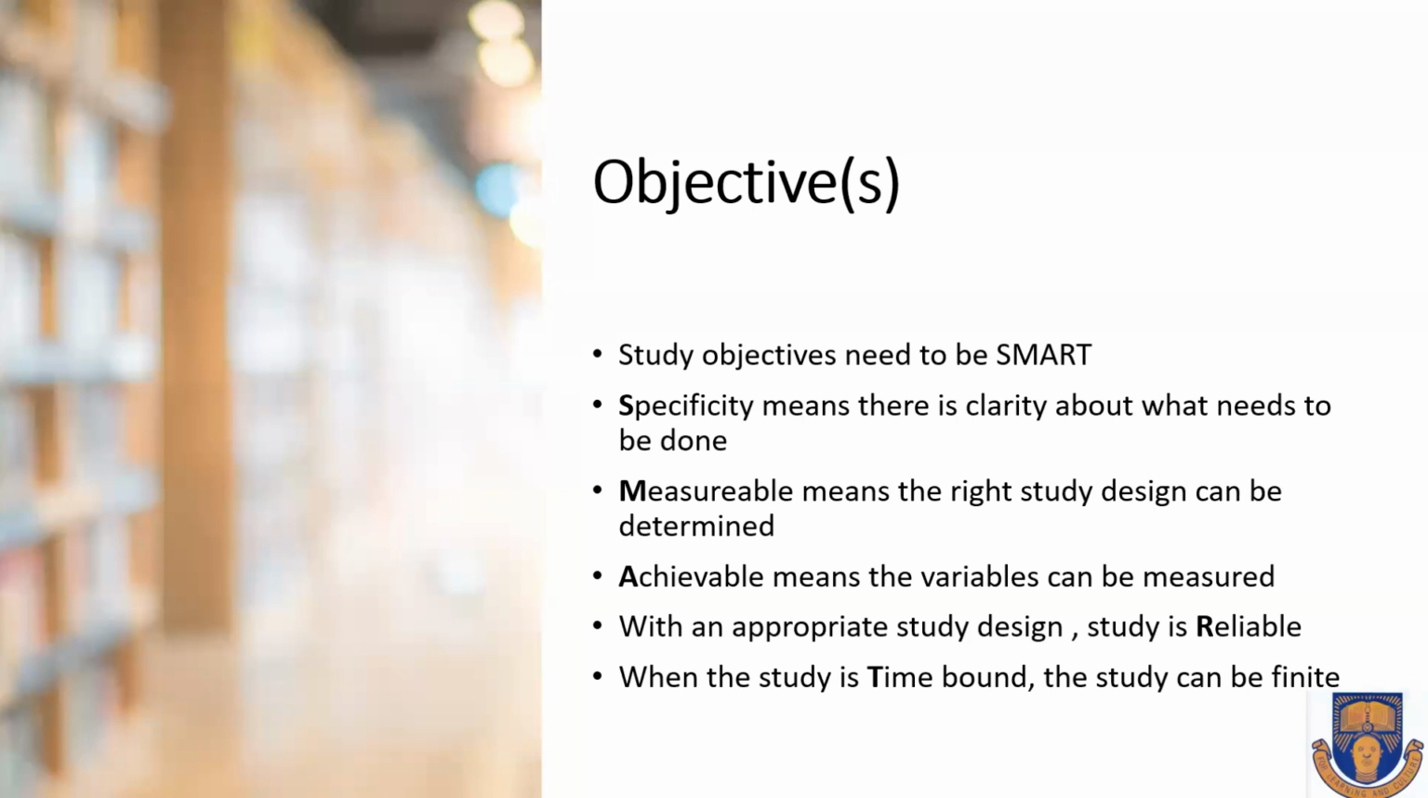It's also important that it's not only specific and measurable, it is achievable. The variables you want to measure are achievable. And the methods you want to use to measure these variables are reliable, which takes us to your R. And finally, the study you want to do is within a time period that is able to generate data that is generalizable. Now let's go into each of these elements.